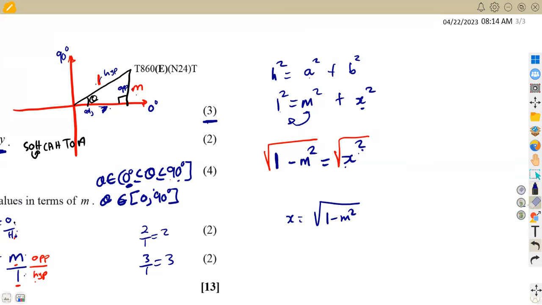So this part here, which represents our adjacent, can be represented as the square root of 1 minus m squared.